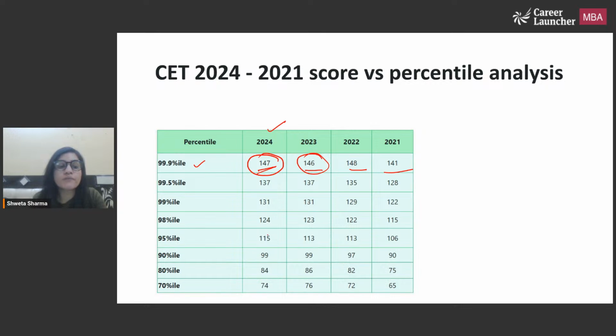Similarly, if you scored somewhere close to 115, it would be 95 percentile. It was 113 in 2022 and 2021, and even 106 would fetch you a percentile of 95%.